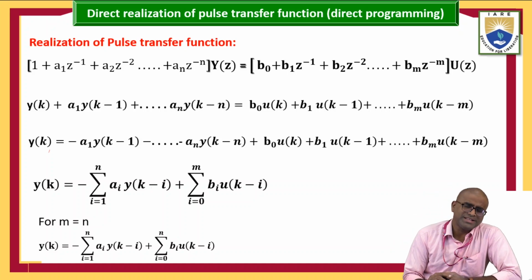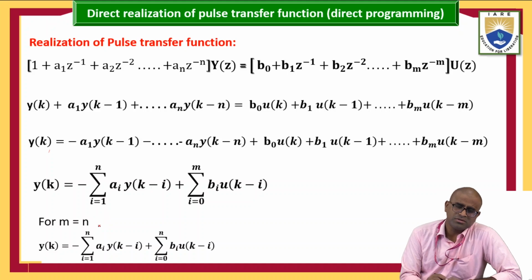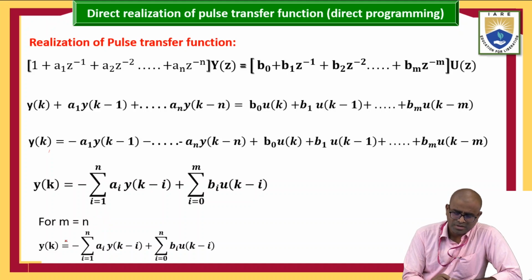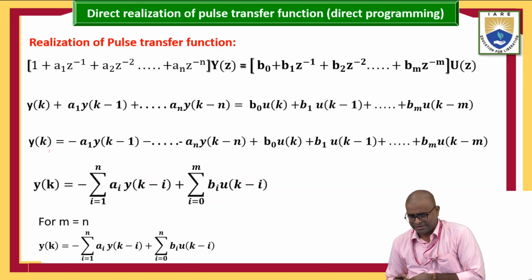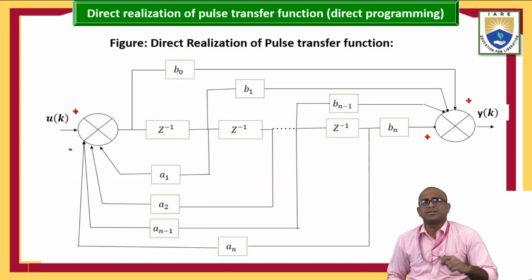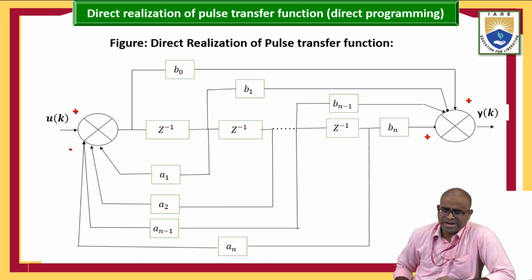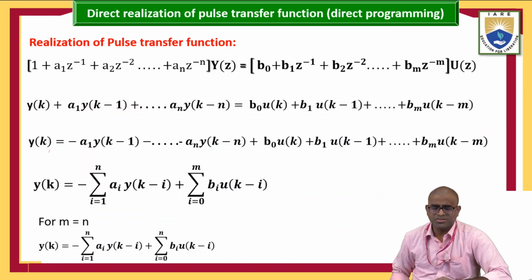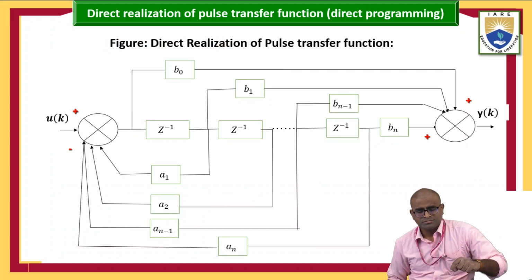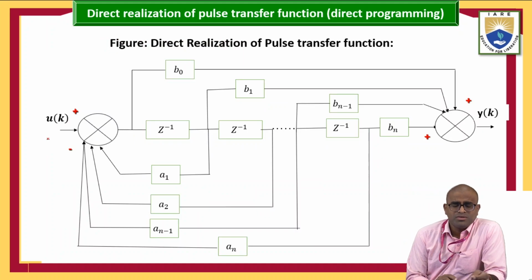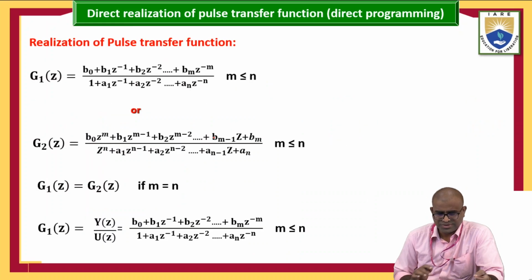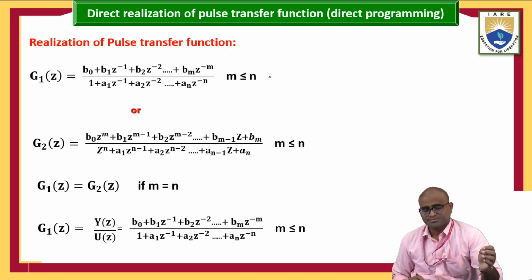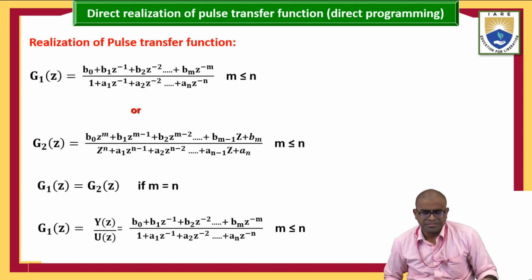Now take the condition we mentioned in the previous slide, for m equal to n. If you take m equal to n, wherever m is there, it becomes n. Now I am going to write the realization function. For writing the realization function, first observe this equation: the input is U of k. How many terminals will there be? See equation 1.